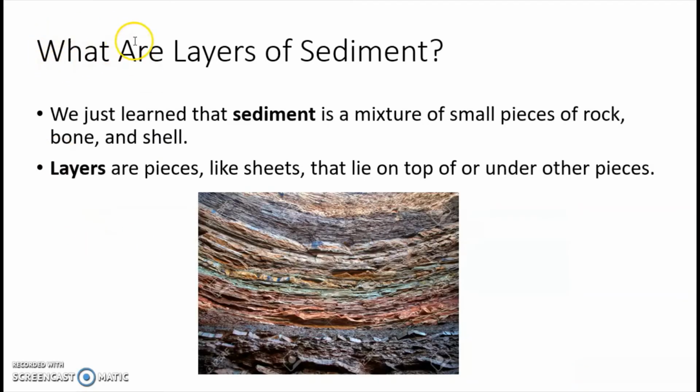What are layers of sediment? We just learned that sediment is a mixture of small pieces of rock, bone, and shell. Layers are pieces, like sheets, that lie on top of or under other pieces. So look, there's a layer. Green one is a layer. Here's another layer. Lots of layers. That's what layers are, like on a cake.